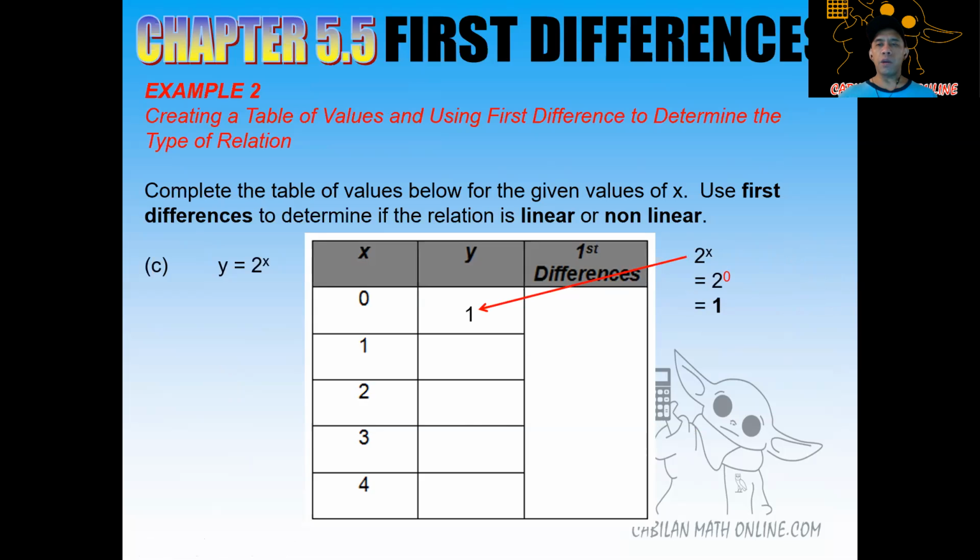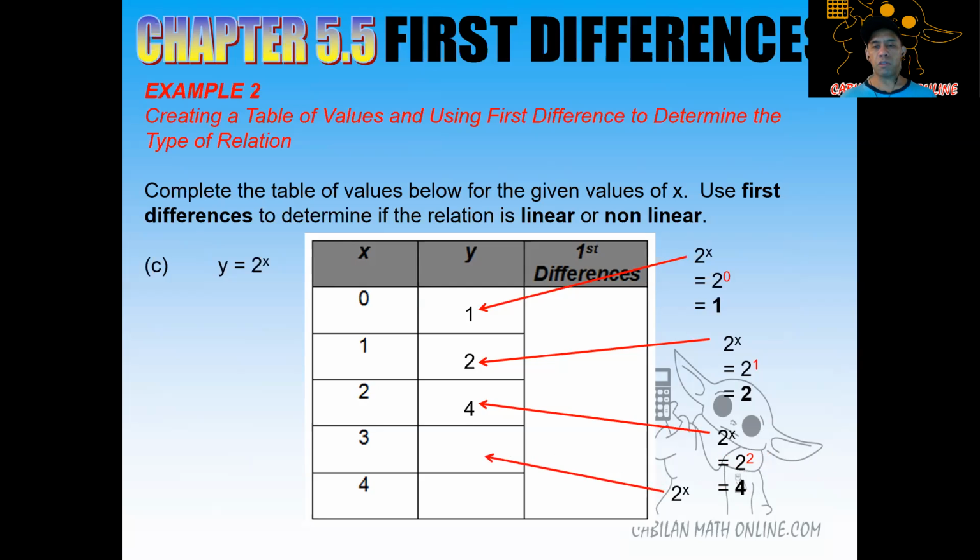Next one here, we're going to take 2 and raise it to the exponent 1. That's going to give me 2. This next one, we're going to take 2 and raise it to the exponent 2, and that gives me 4. Now take a look at this next one. We're going to take the 2 and raise it to exponent 3, and that's going to give me 8. And last but not least, when you go 2 to the exponent 4, that should give you 16. If you take a look at these numbers, notice that each one of these numbers, just like the previous one, are also going up by a different amount.